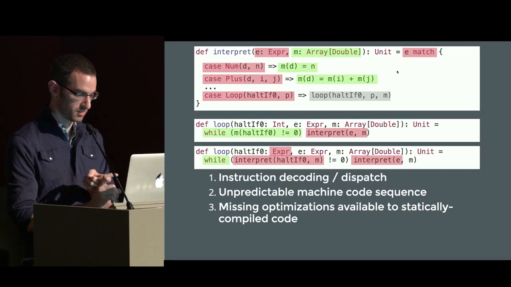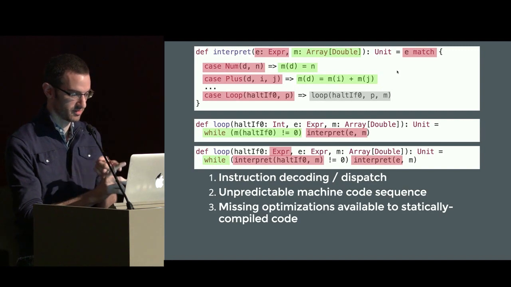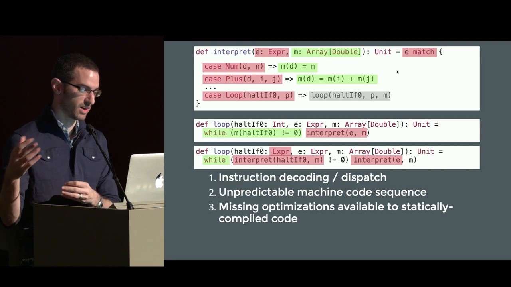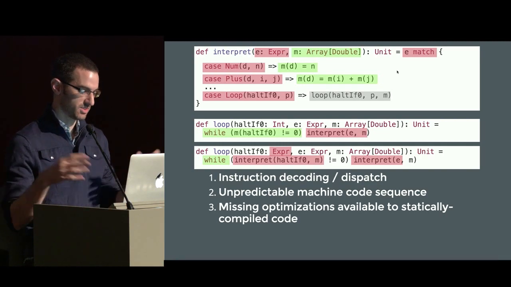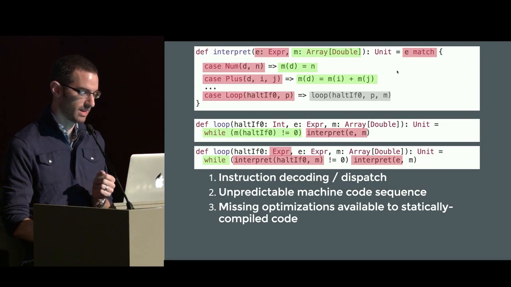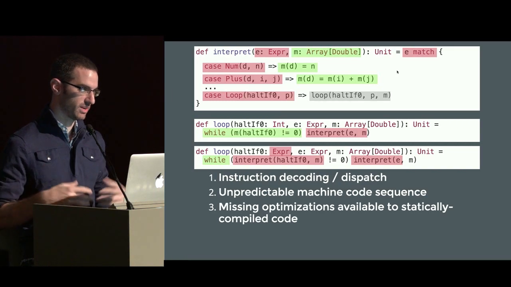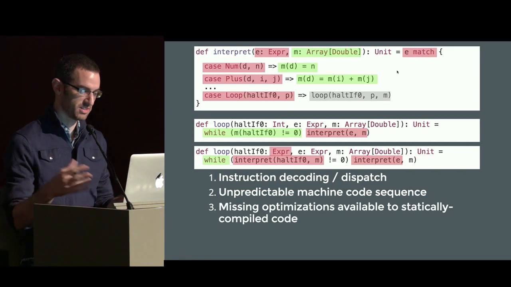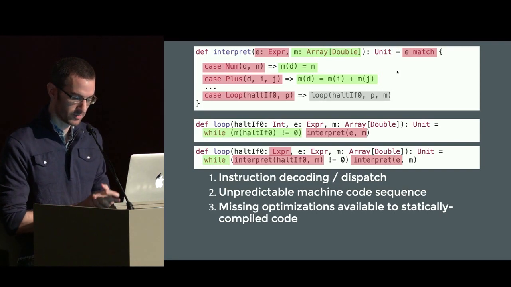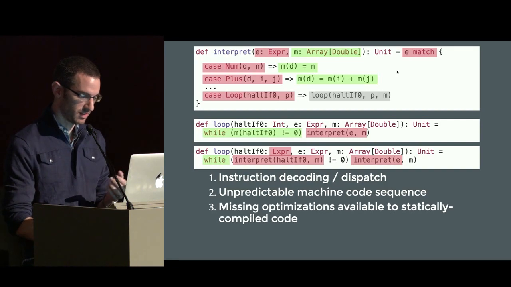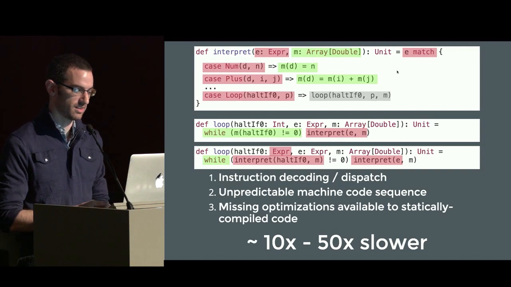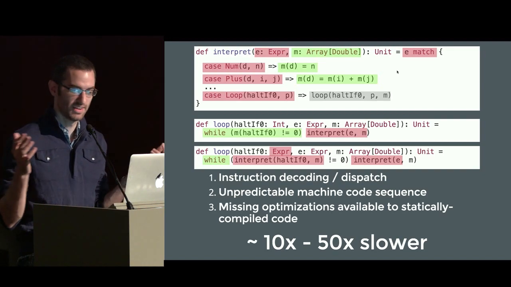First of all, we have that overhead because of instruction decoding and dispatch, all that stuff in red. It is resulting in a very unpredictable sequence of machine code. So you're getting CPU pipeline stalls, things like that. And then we're not getting the usual suite of JVM optimizations applied to the assembly code that ultimately gets generated. Put all these things together, and it's pretty easy to have an interpreter that is between 10 and 50x slower than native code.